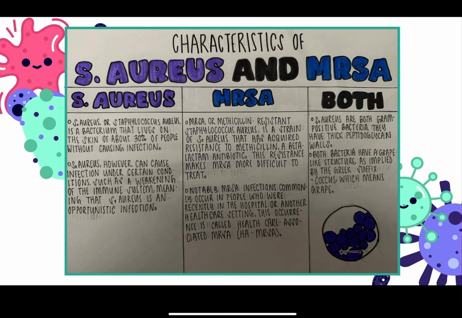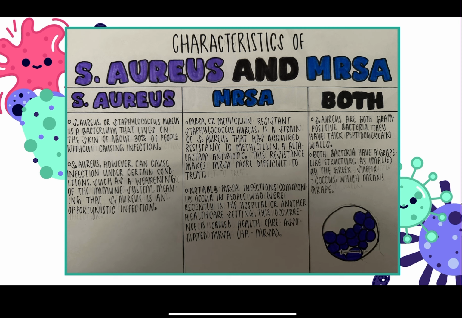And then for the similarities for S. aureus and MRSA, so as we can assume, because MRSA is a strain of S. aureus, they are pretty similar in structure. S. aureus and MRSA are both gram-positive bacteria, meaning that they have thick peptidoglycan cell walls. This will become really important when we talk about antibiotics that are used to treat them and how those antibiotics work to treat the infection.